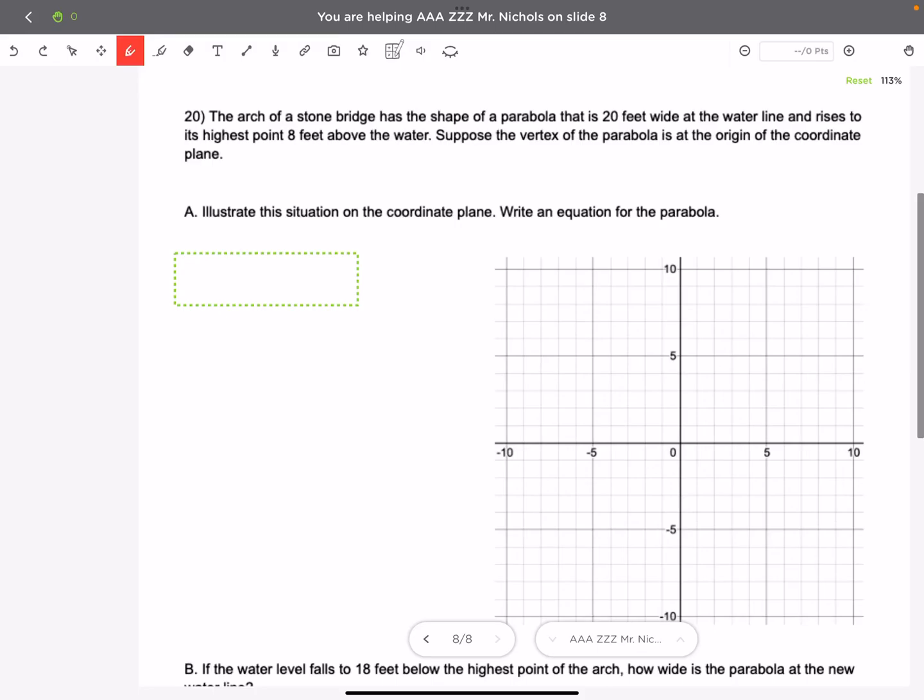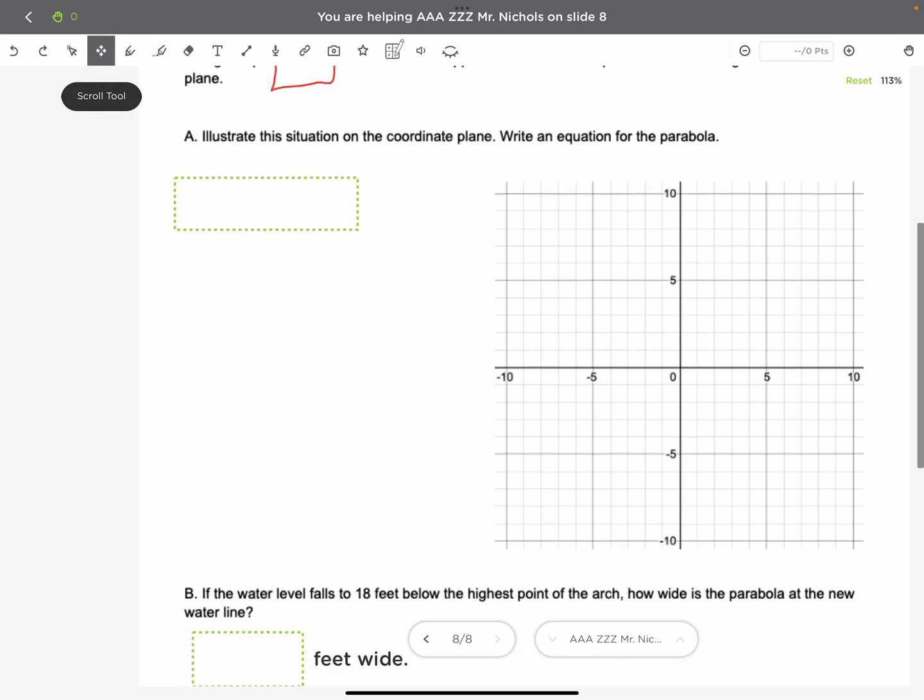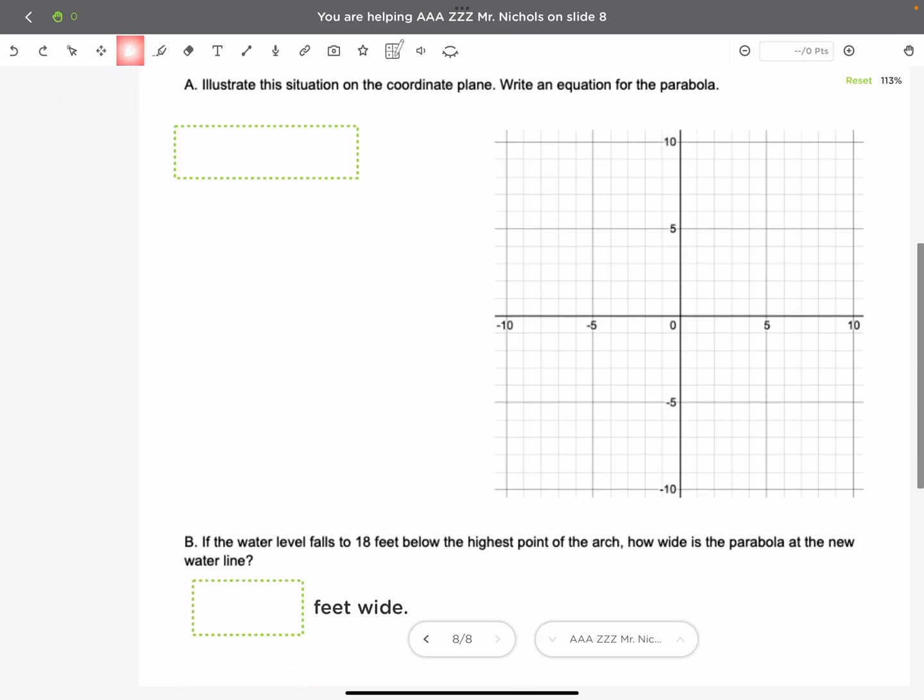Okay, so for the level 4 problem, it says the arch of a stone bridge has the shape of a parabola that is 20 feet wide at the water line and rises to the highest point 8 feet above the water line. Suppose the vertex is at the origin of the coordinate plane. Illustrate this on the coordinate plane.